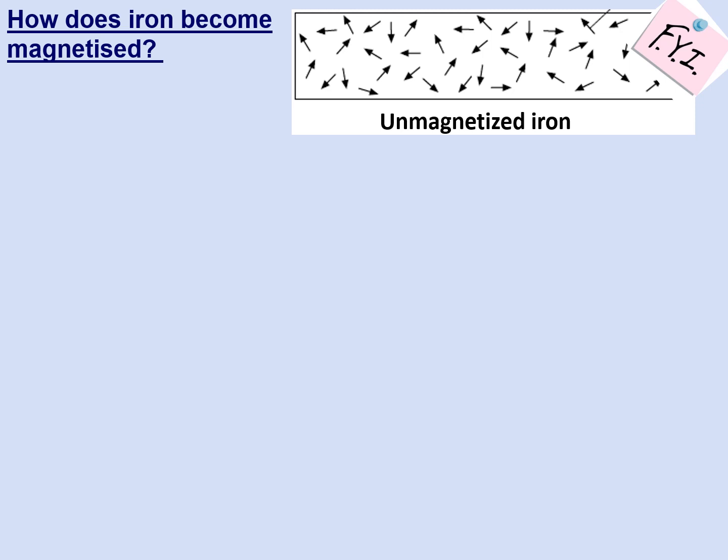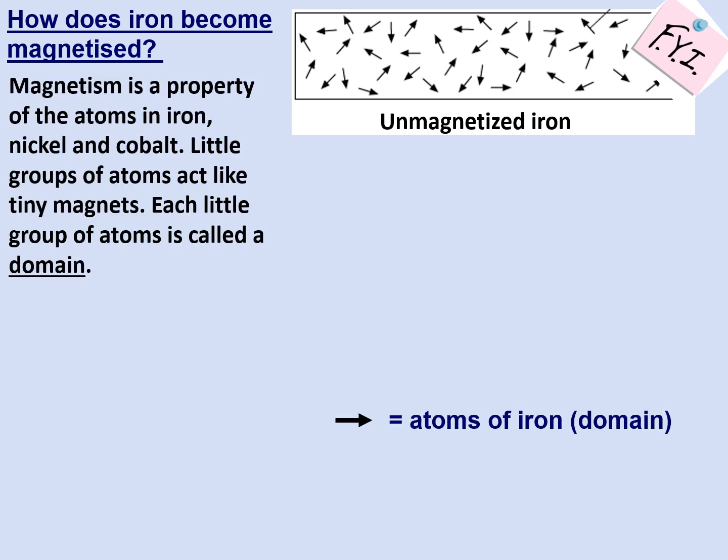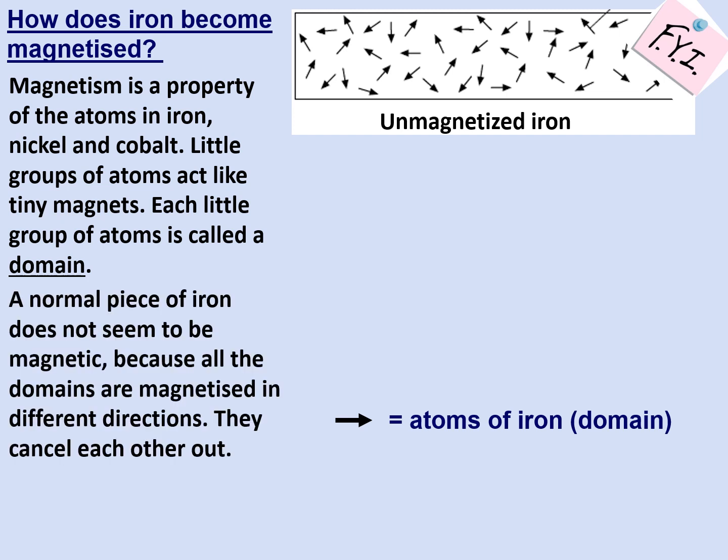So there we've got a diagram that represents unmagnetized iron. Okay, and again, magnetism is a property of the atoms of those magnetic materials. And we talk about little groups of atoms as what we call domains. And again, we can see from that first diagram, all of those domains are jumbled up. And because they're all jumbled up in different directions, they cancel each other out. So therefore, your ordinary piece of iron is just unmagnetized.